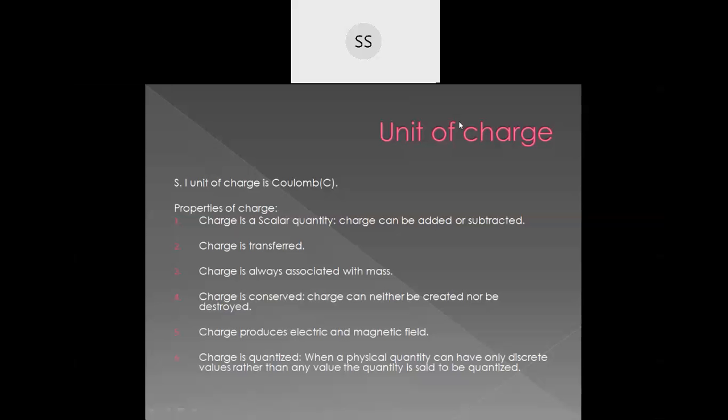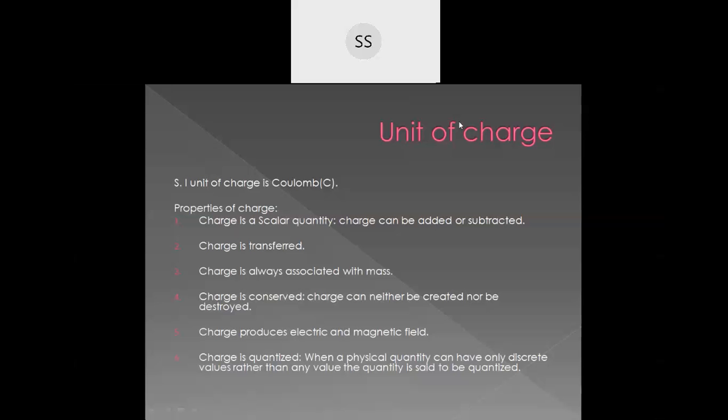To count the charge, we count it as an integral multiple of the charge of an electron. So if the total charge of a body is q, then q equals n e. n can be any value from 0 up to infinity, and e is the charge of an electron. So charge can only be counted in discrete values, or in integral multiples of the charge of an electron.